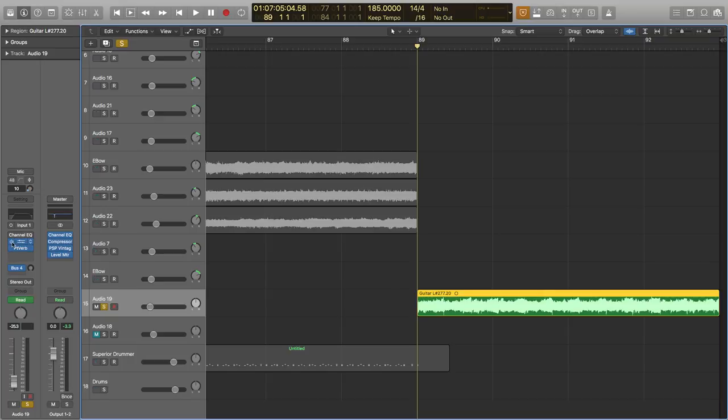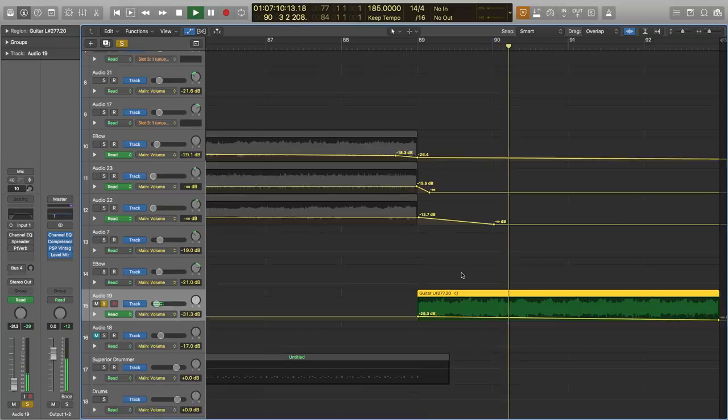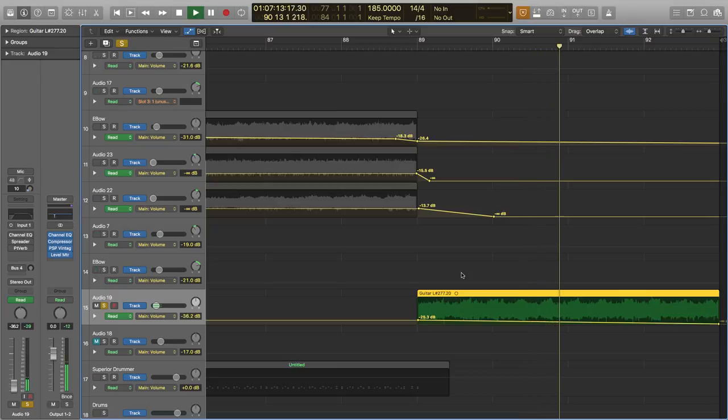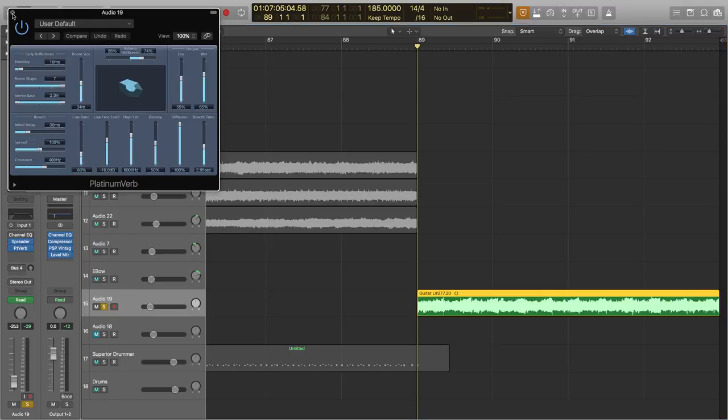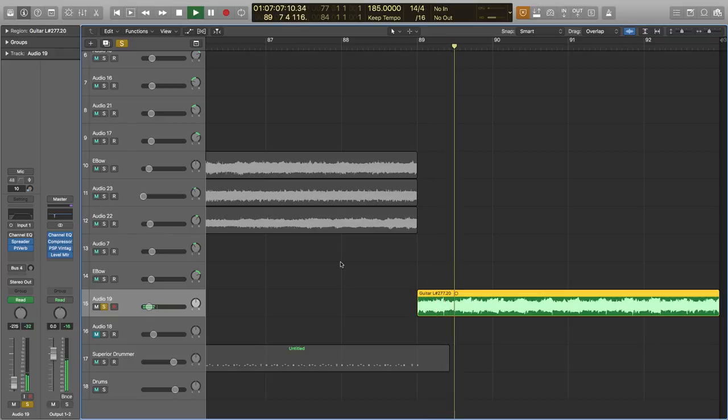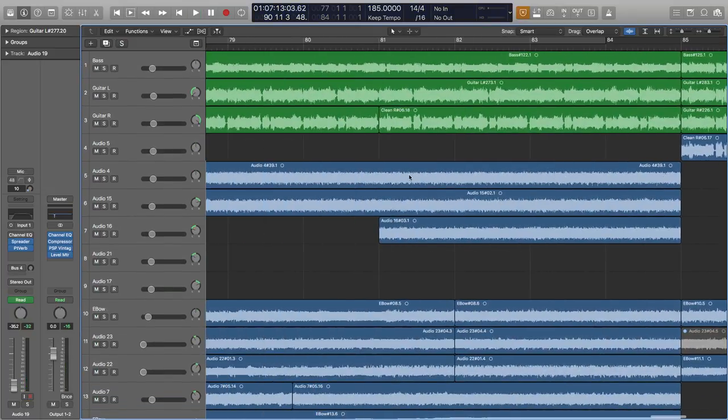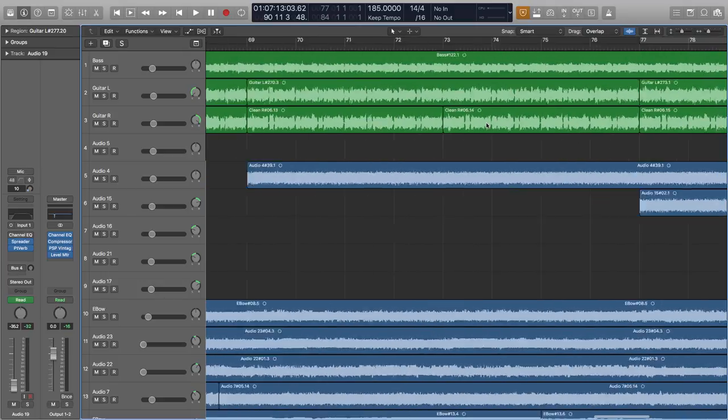But there's kind of a flanger effect and then reverb on it. Here's what it sounds like all alone. So we'll fade out here with the automation. Here's what it sounds like with, it's called the Spreader and Platinum Verb, I think. And that's it.